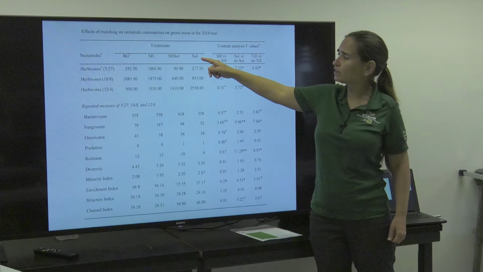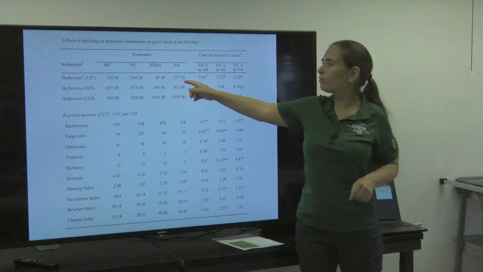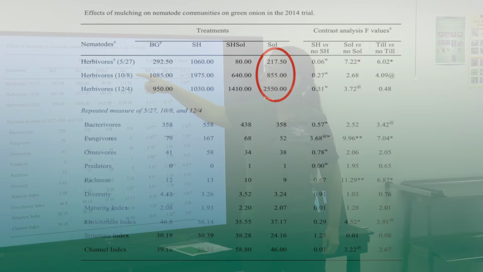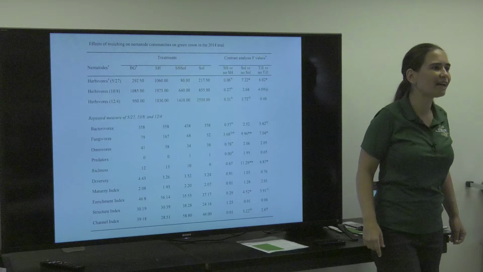Another thing I want to contrast here, the sun hemp solarization, when you added the cover crop and the solarization, we got down to 80, but it was plain clear plastic, we got down to 217. So the sun hemp helped to reduce the number some more. But you can see here the plain solarization, the first sample date, 217, then second sample date, 855, third sample date, 2,550. So what's happening to the populations?